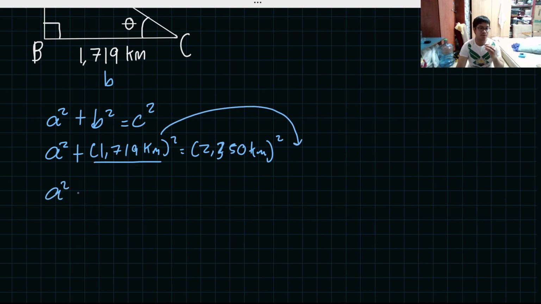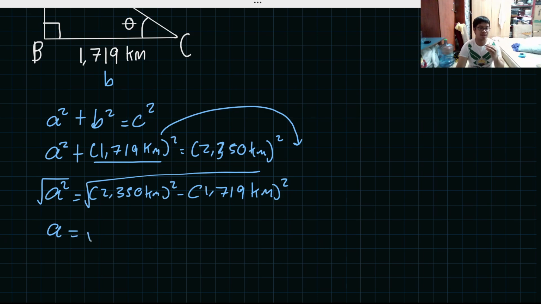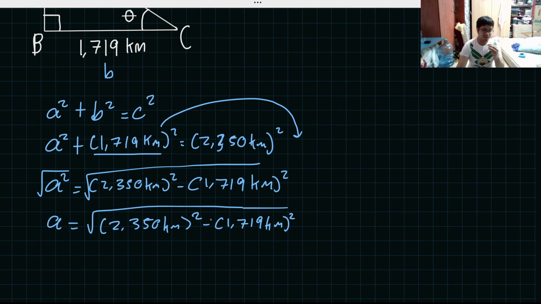We will have a squared is equal to the square of 2350 kilometers minus 1719 kilometers squared. We will take the square root of both sides to find a. As a result, we will have the square root of the square of 2350 kilometers minus the square of 1719 kilometers. Now let's use our calculator.